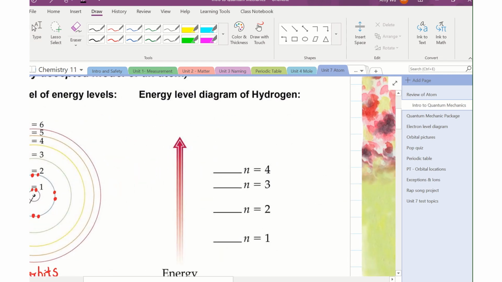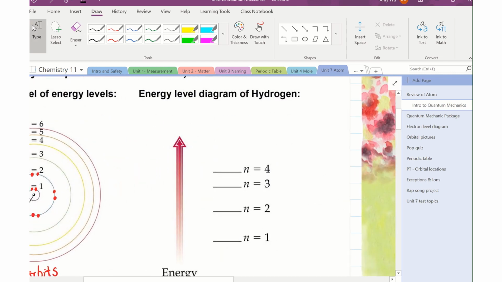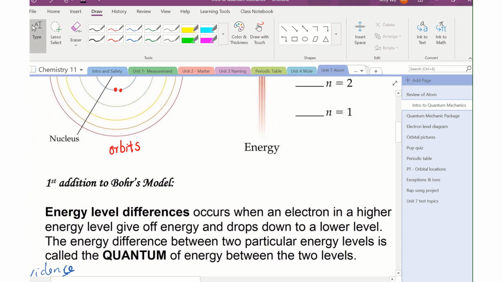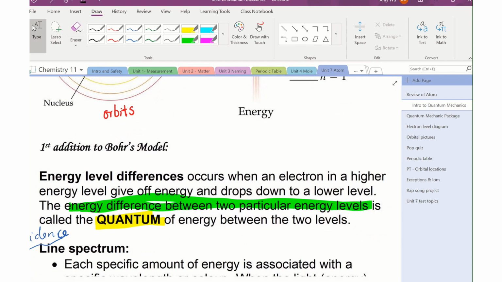So a couple of things that we notice as additions to Bohr's model. One of them is called quantum. That's why this theory is called quantum. Quantum is basically defined as the energy difference between two energy levels. You can think of it with an easier word, packet. It's a packet of energy between two levels.